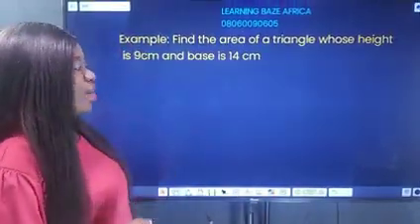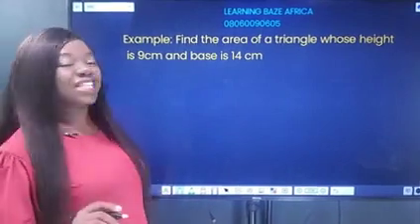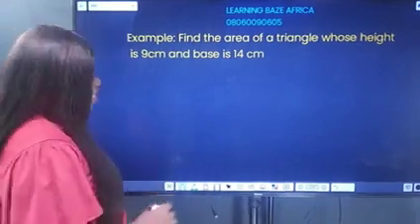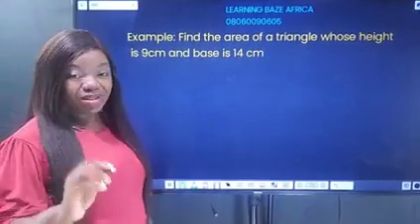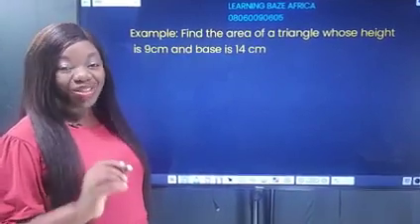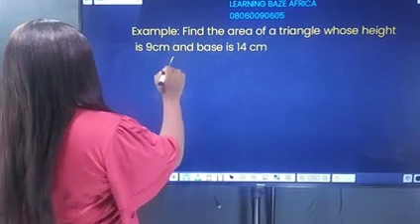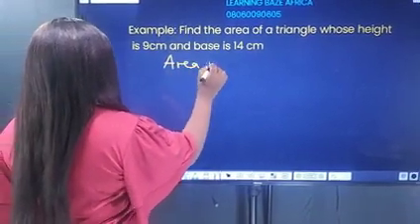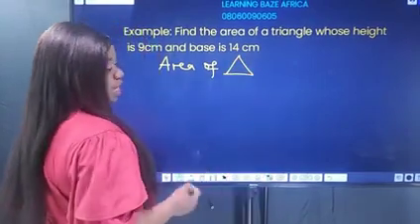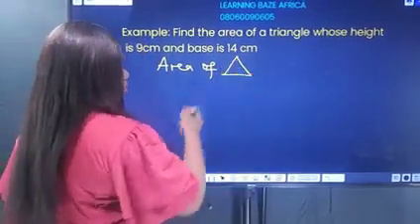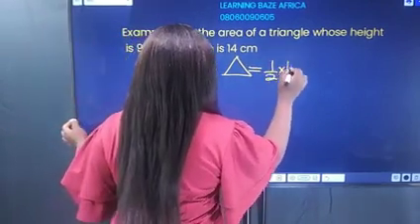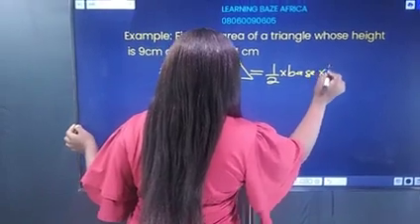Find the area of a triangle whose height is 9 centimeters and base is 14 centimeters. The first thing you need to do is write down the formula. Before you start calculating, always write down the formula. Now the formula for calculating the area of a triangle: instead of spelling out triangle in words, you can use the shape of a triangle to make it a short form. That is half times base times height.